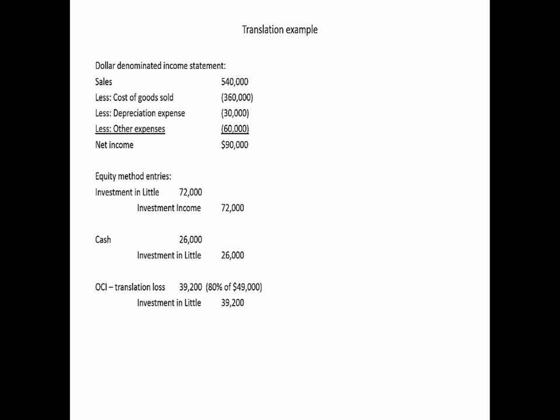And so in the elimination process, what we're going to want to be left with is we want to show the entire $49,000 other comprehensive income. We will deduct out the share that accrues to the non-controlling interest, and the remainder, $39,200, will be the other comprehensive income to the controlling shareholders.